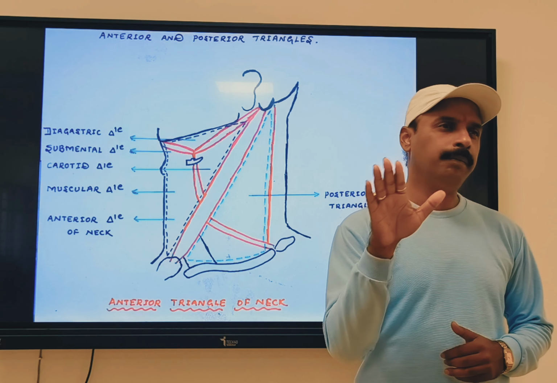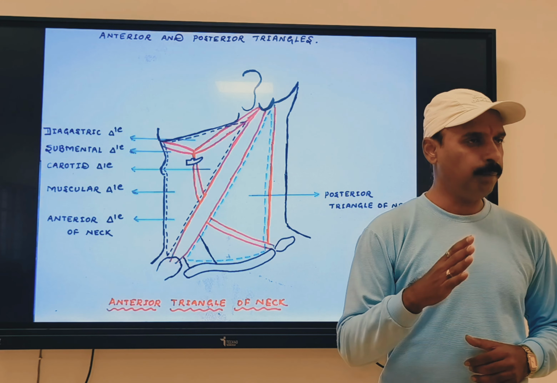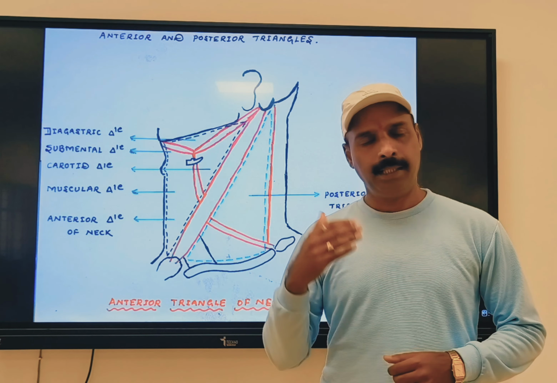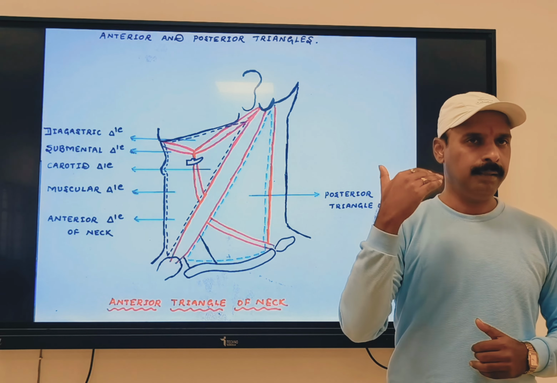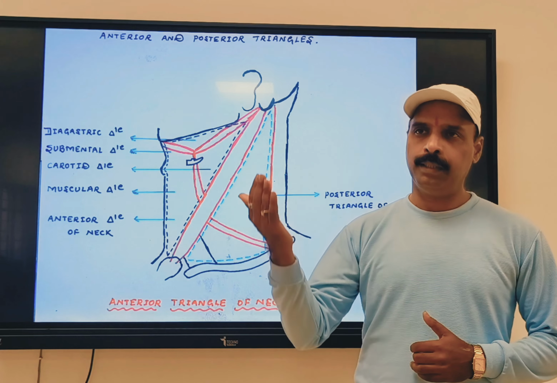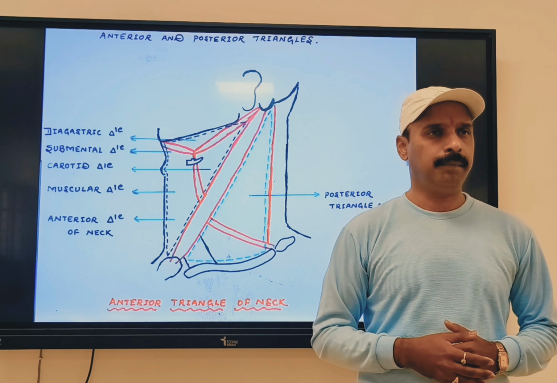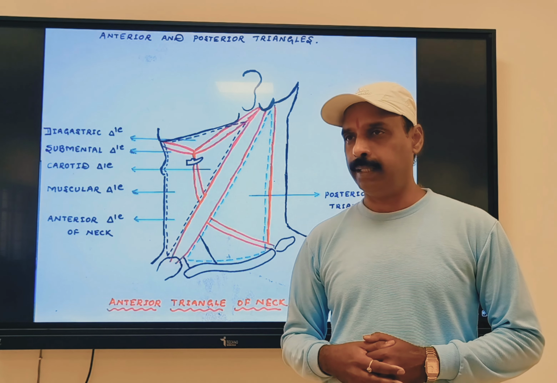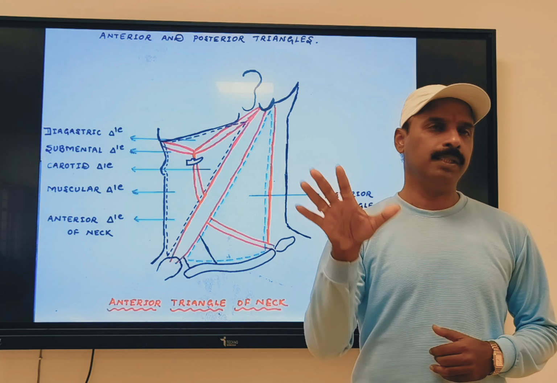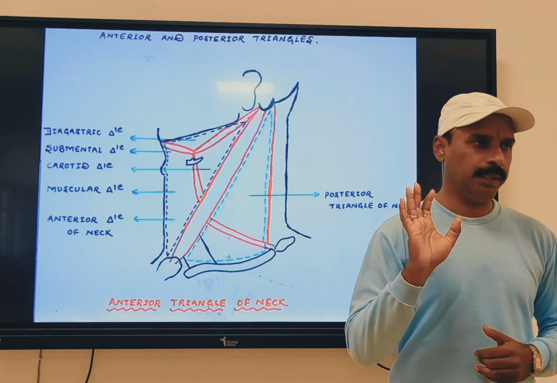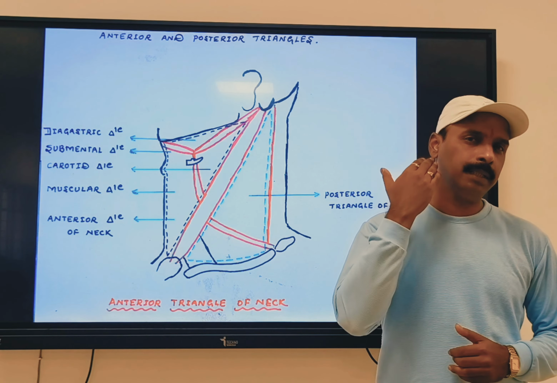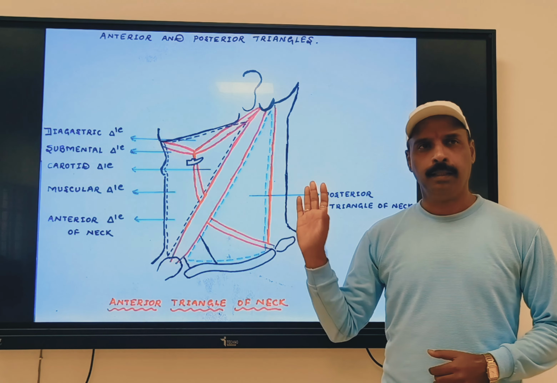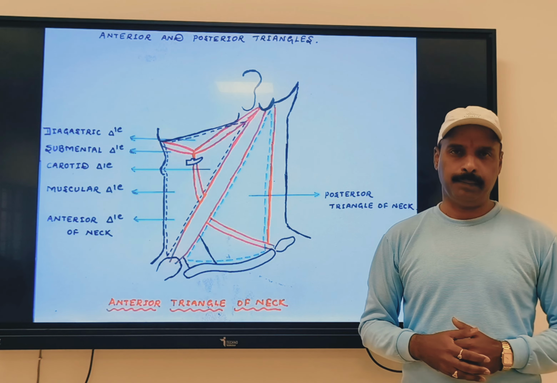Then we have one thin muscle which covers the neck, a very important muscle, which we call the platysma. After the deep fascia, we have different fascias: pretracheal, paratracheal, and prevertebral. These are the fascias we get in the deep fascia. I have told you about the very thin muscle which covers almost all of the neck region, which we call the platysma.